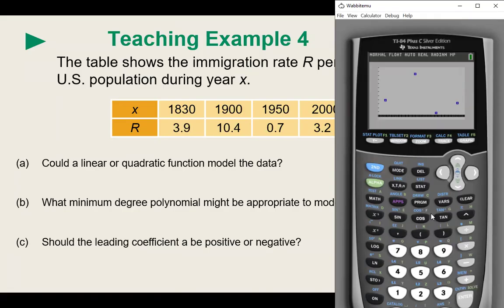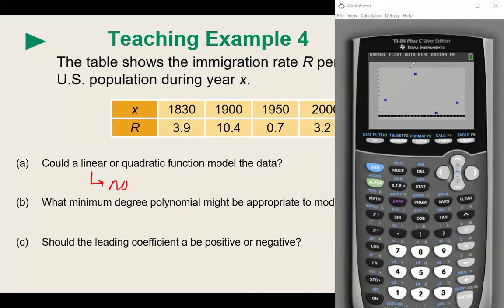Okay, looking at my scatter plot, is this linear or quadratic? Or neither? Neither, it's not. Could it be linear? No. Because linear means I would have a line, like it would be along a line situation. Is that working? No. Okay.